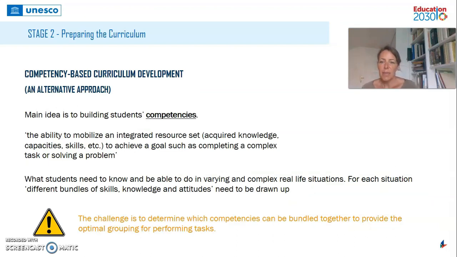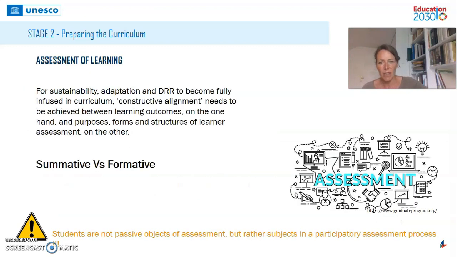And then often talked about is the fact that the latest state-of-the-art development in curriculum is based on competencies. The starting point to develop a curriculum is to ask yourself what are the competencies you would like to develop in students, so the competencies with regard to disaster risk reduction. Students need to know and to be able to do in a varying and complex real-life situation. For each situation, different bundles of skills, knowledge, and attitudes are needed. And those are the ones that need to be spelled out when we want to integrate DRR in a curriculum, and they have to be spelled out for the different age levels.